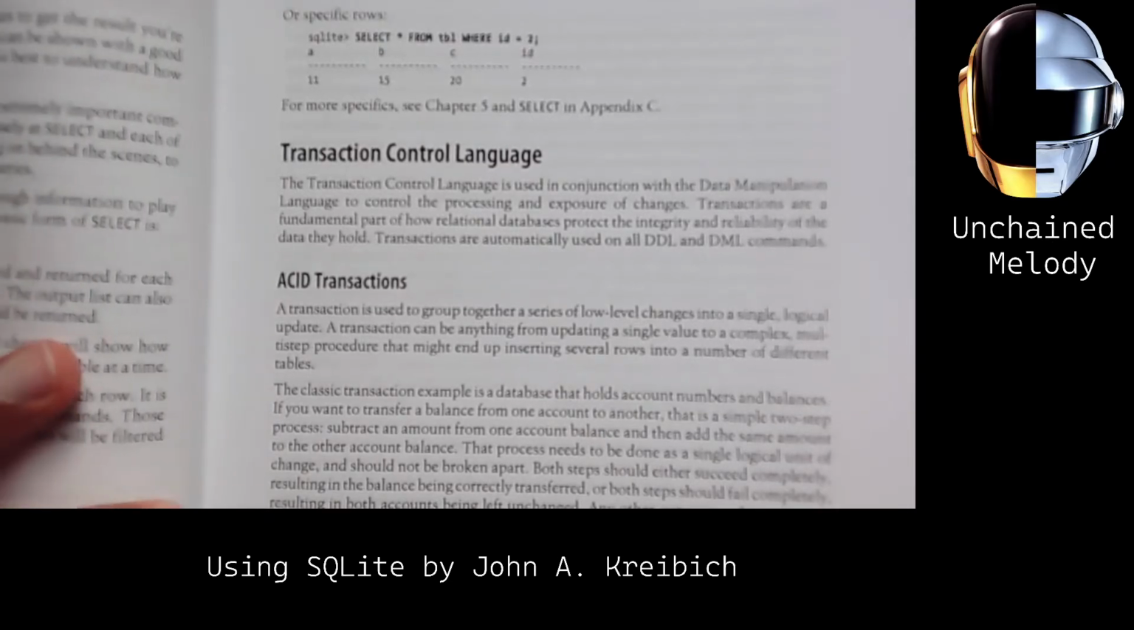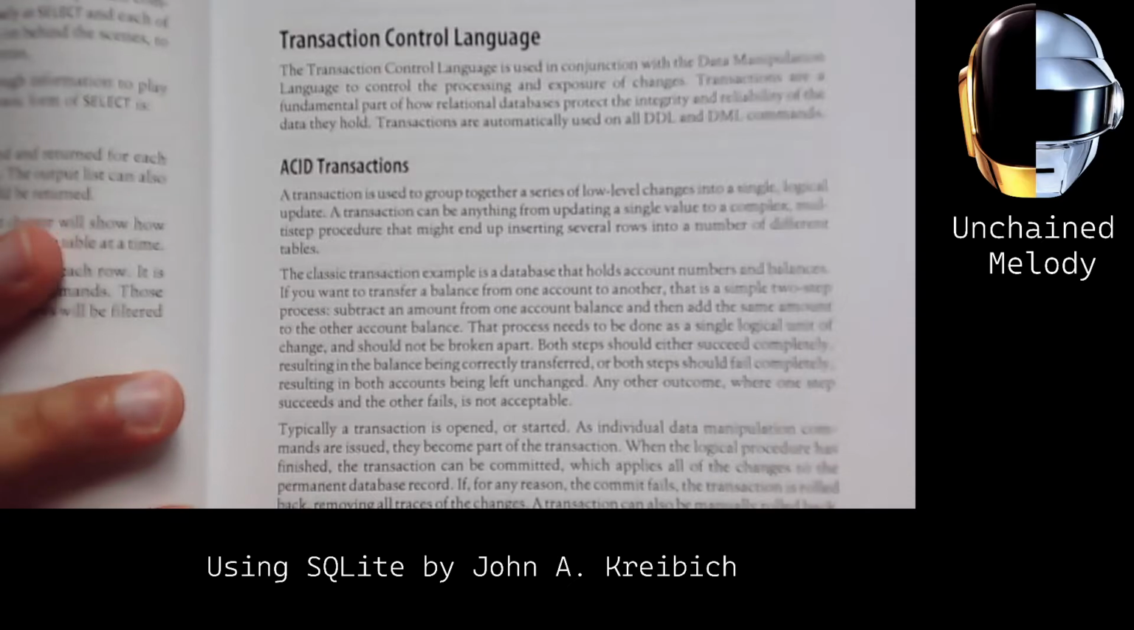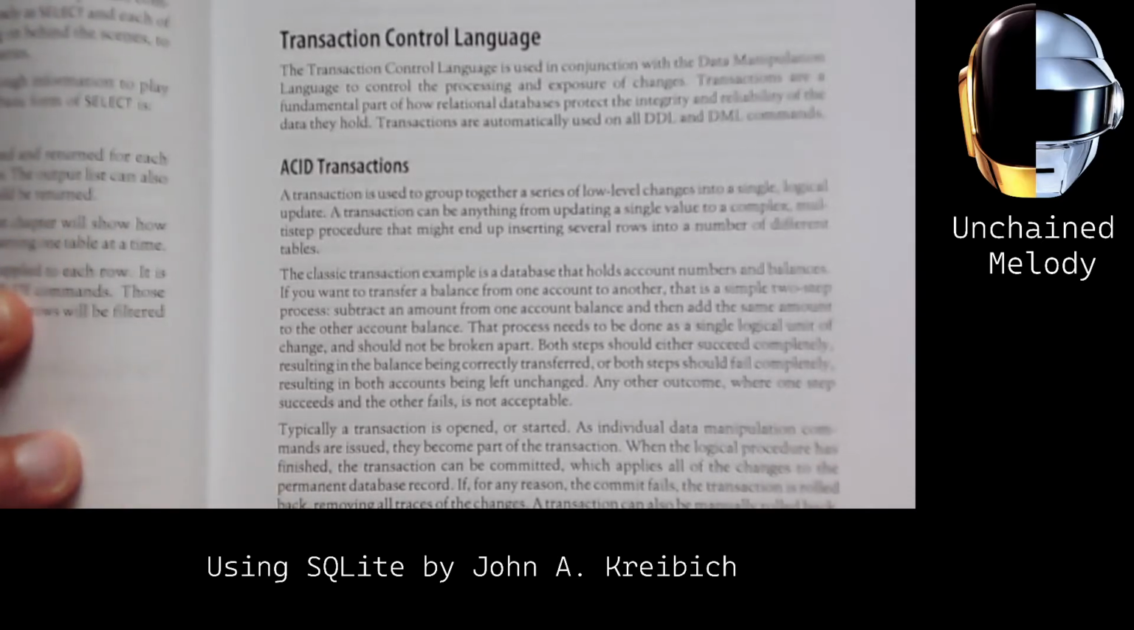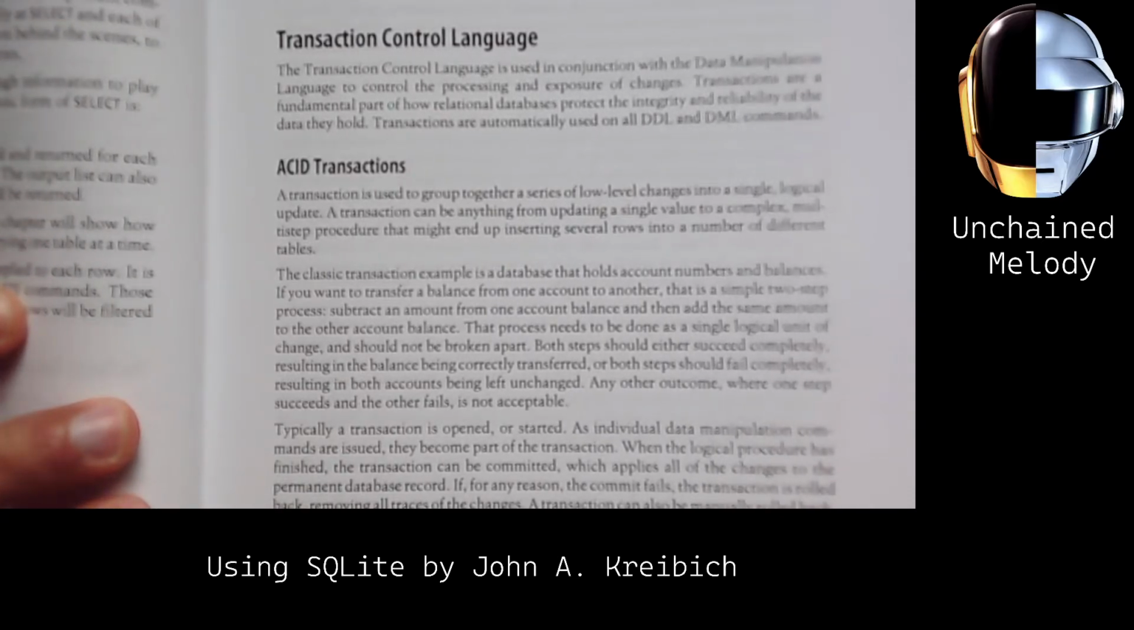Transaction control language. The transaction control language is used in conjunction with the data manipulation language to control the processing and exposure of changes. Transactions are a fundamental part of how relational databases protect the integrity and reliability of data they hold. Transactions are automatically used on all DDL and DML commands.